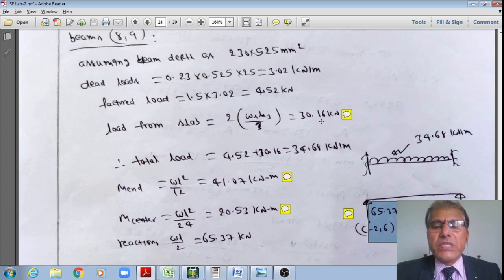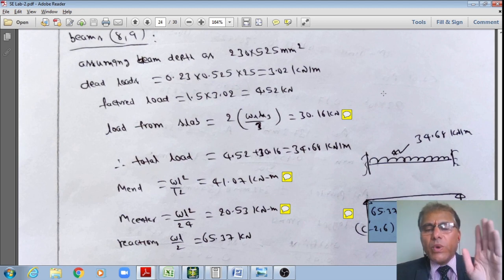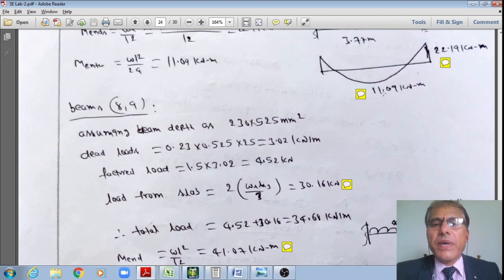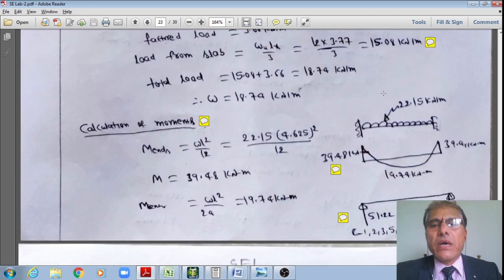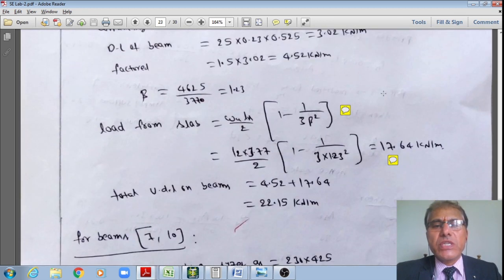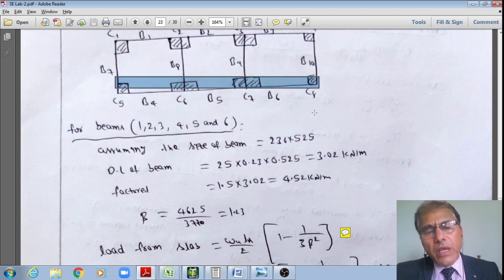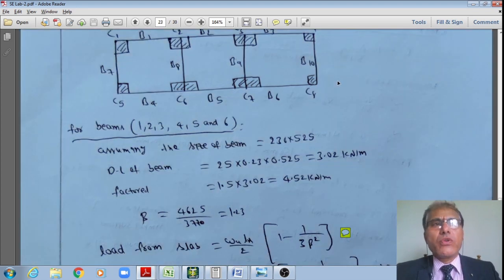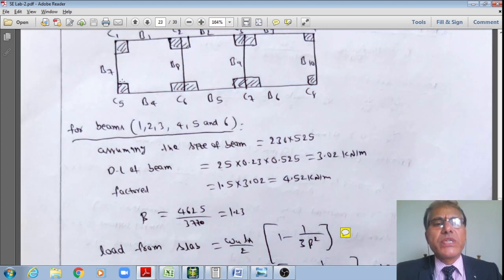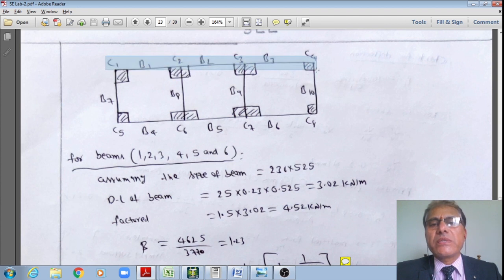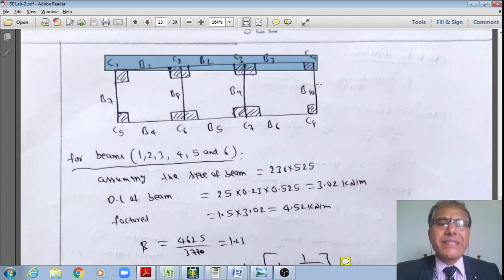This is how I've considered only the short span direction. Only one span I have considered, out of these 3 spans. That is how I have done the analysis. Even now you can do a 3 span continuous beam analysis, or alternatively you can go to the shear force and bending moment coefficients that are given in IS 456, and you can analyze these 3 span continuous beams.